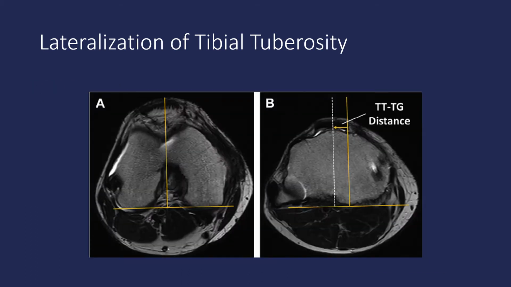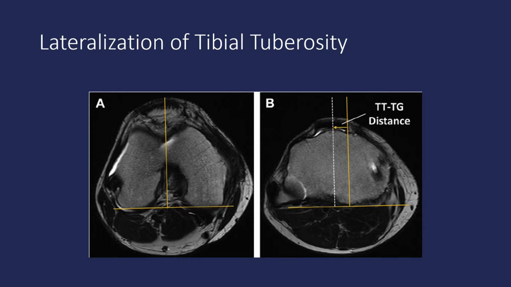Here we see how two axial MR images are used to measure the TT-TG distance. In image A, a horizontal reference line is drawn along the posterior femoral condyles. A vertical line is then drawn through the center of the deepest part of the trochlear groove.